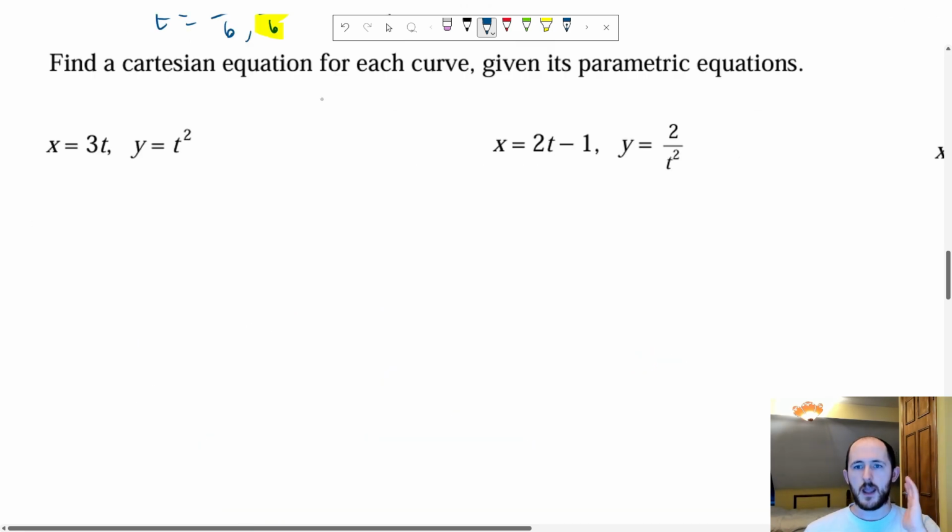So, I mentioned before that parametric equations aren't always used in order to get equations that we've never seen before.